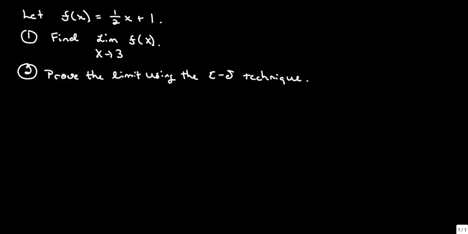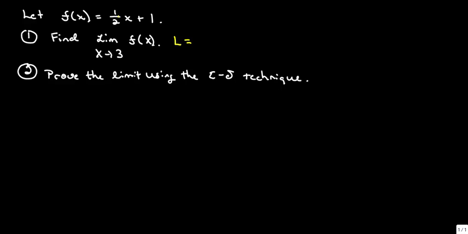Here we're letting f of x equal 1 half x plus 1, and we want to find the limit as x approaches 3. Also, we want to prove that that limit is true using an epsilon delta technique. So the first thing to notice is that the limit of the function can be found by direct substitution.